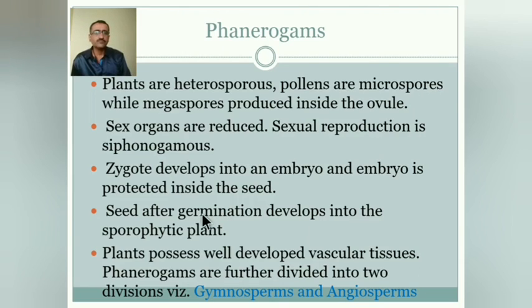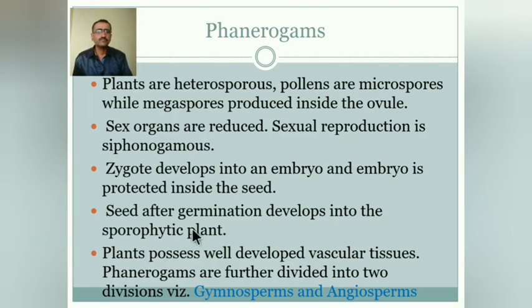Here the seed after germination develops into the sporophytic plant. As we know, we sow the seed into the soil. The seed has a seed coat, and inside the seed the embryo is present. Firstly the seed coat breaks, and from the embryo first the root, and in the uppermost direction the shoot, develops, and a new plant arises. That plant is the sporophytic plant.